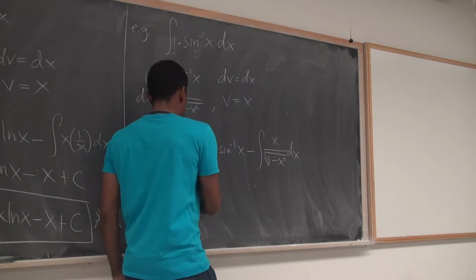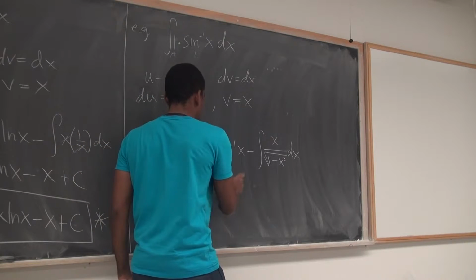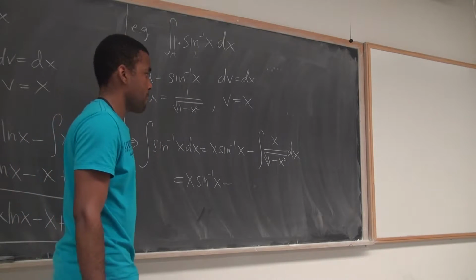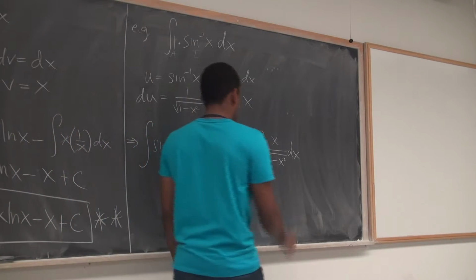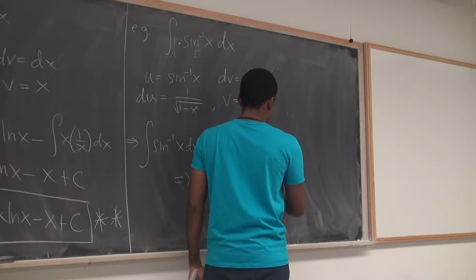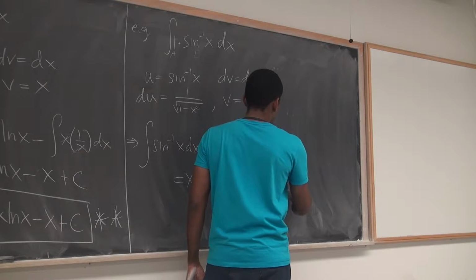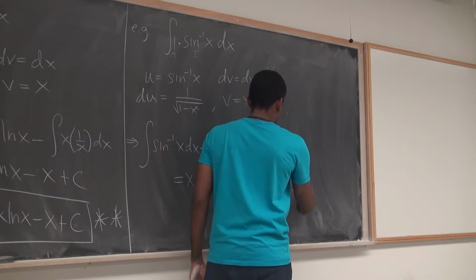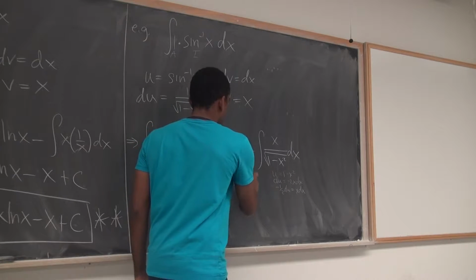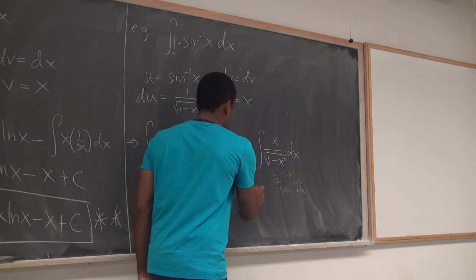So I have x sine inverse of x minus, how do I integrate that? It's a substitution, right? I would do u equals 1 minus x squared. My du would be minus 2x dx. So this is minus 1/2 du. Gives me x dx. So this becomes plus 1/2 times the integral of 1 over radical u.